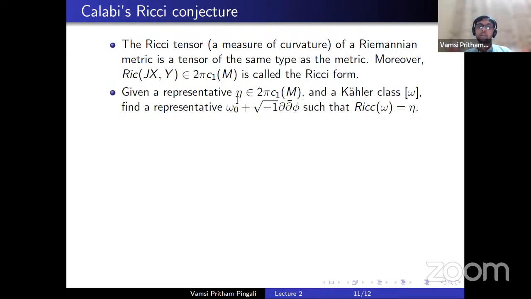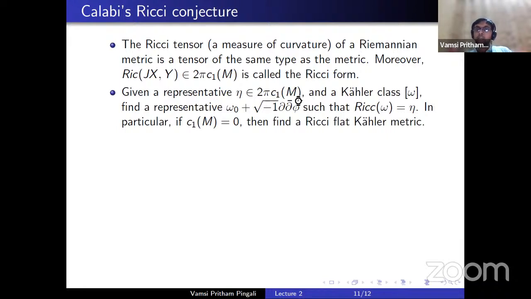Okay. In particular, if the first Chern class of the manifold is 0, then you're asking me to find a metric whose Ricci curvature is 0. That is, it's Ricci flat. So in particular, if the first Chern class is 0, then find a Ricci flat Kähler metric. Okay. So why is that an important question?